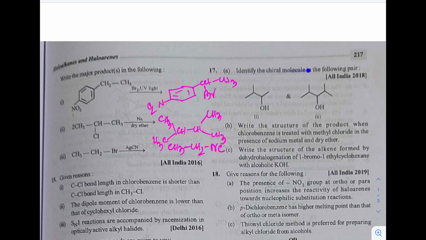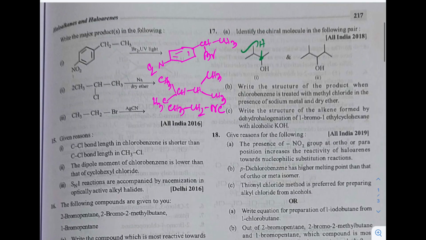Next, question 17. Identify the chiral molecule in the following pair. This molecule is chiral because this carbon atom has an OH group on one side, an H on another, a methyl on another, and an isopropyl group on the last. As 4 different groups are attached to this carbon atom, this is obviously a chiral molecule. So this is the answer.